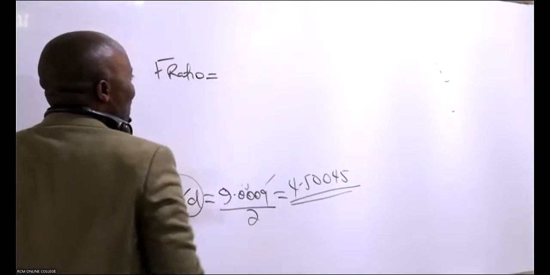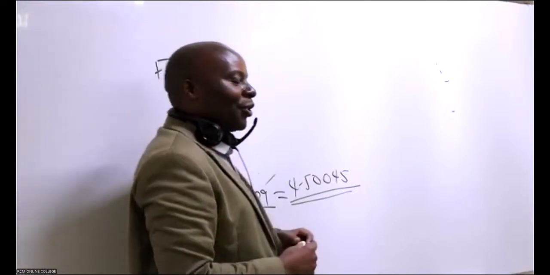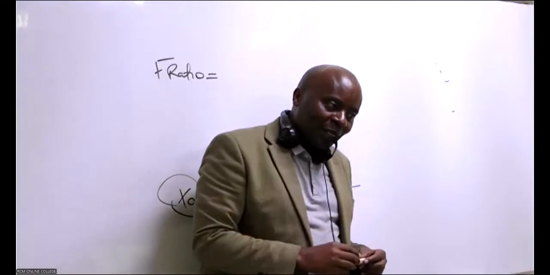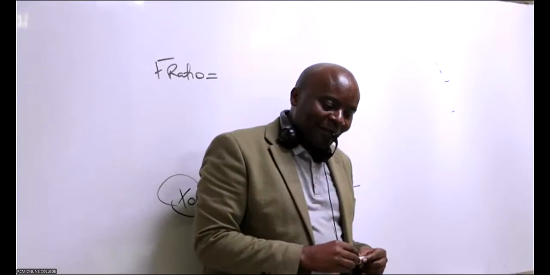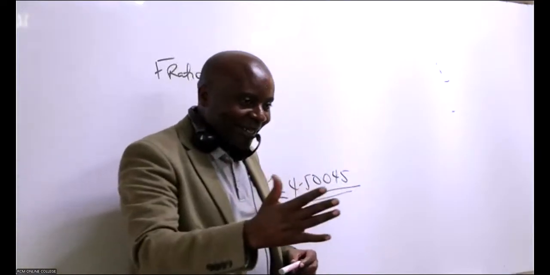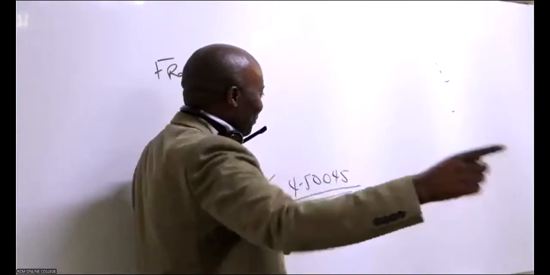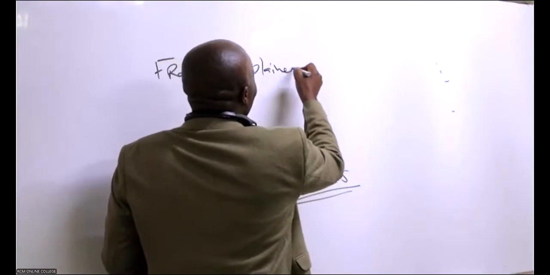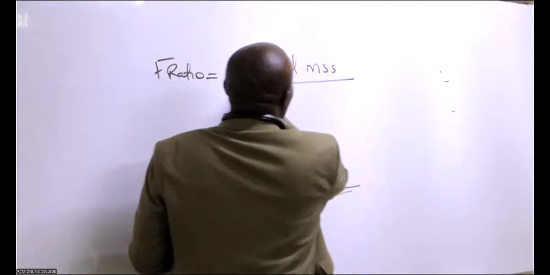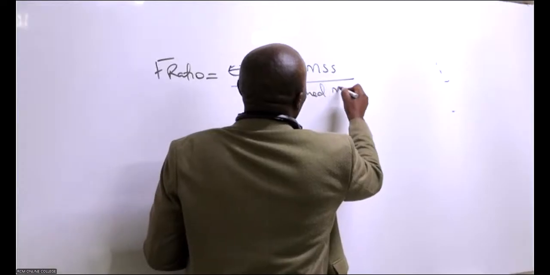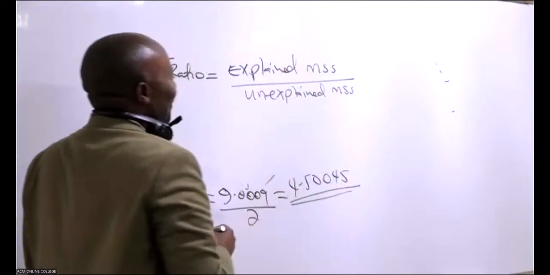So let's, in this case here, try getting this XD using the F ratio. Are you able to remember the formula first of all? F ratio equals explained MSS over unexplained MSS.